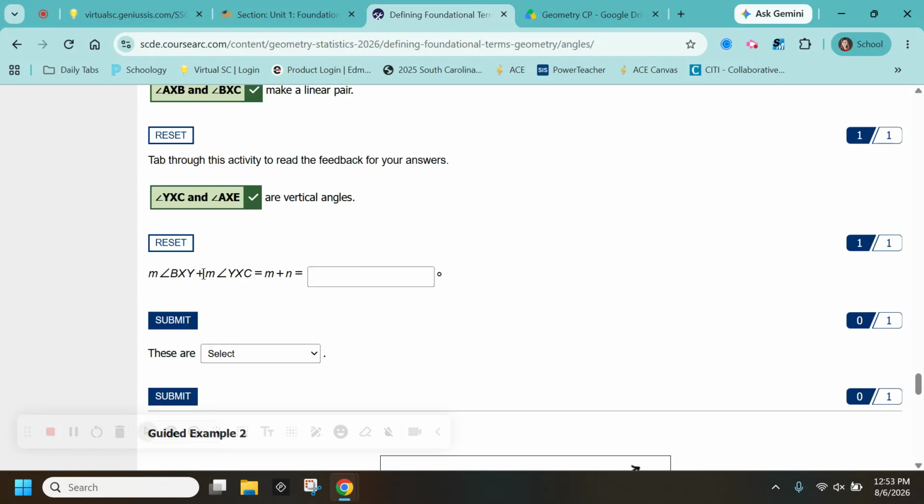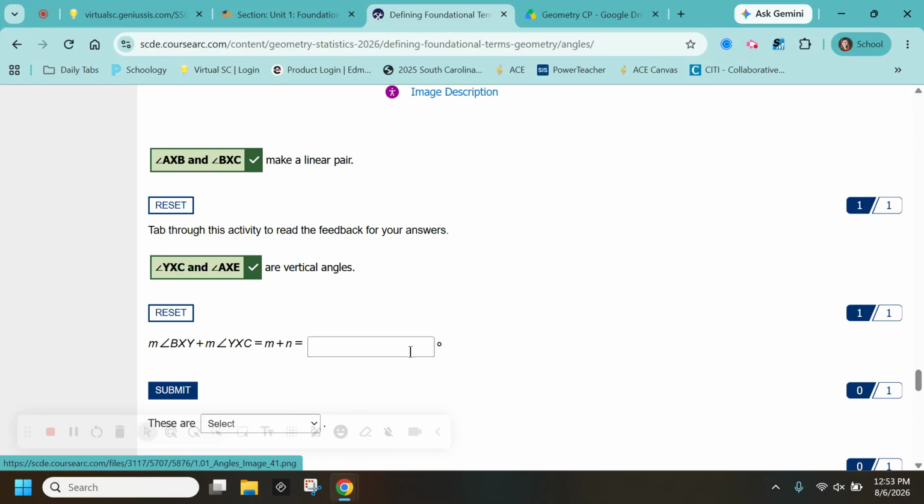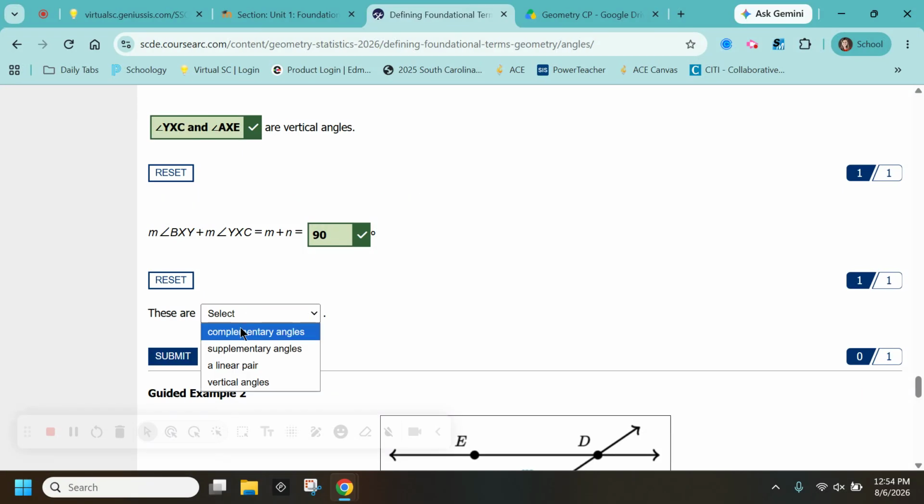Measure of angle BXY plus the measure of angle YXC, BXY, YXC, also known as angles M and N. Together, they would form 90 degrees. They are complementary angles, so their measures add up to 90, and those are complementary.